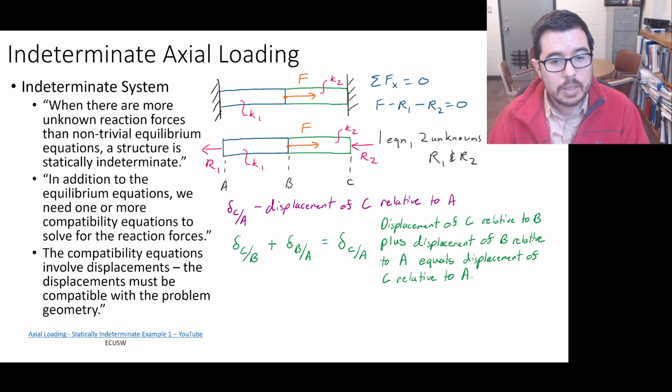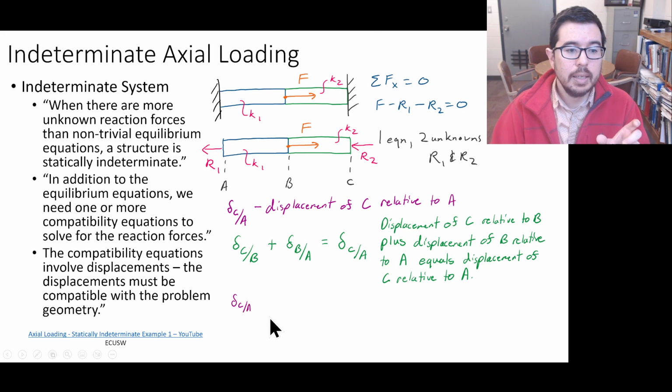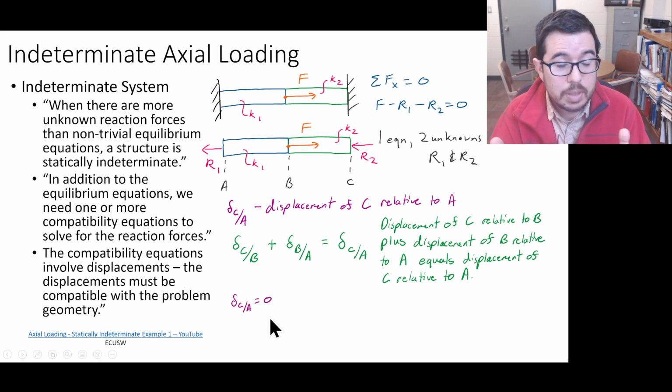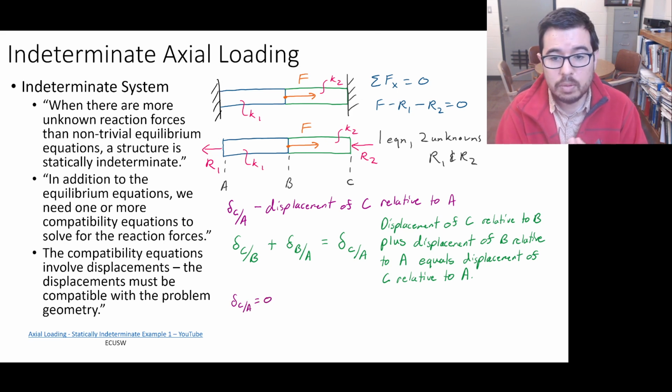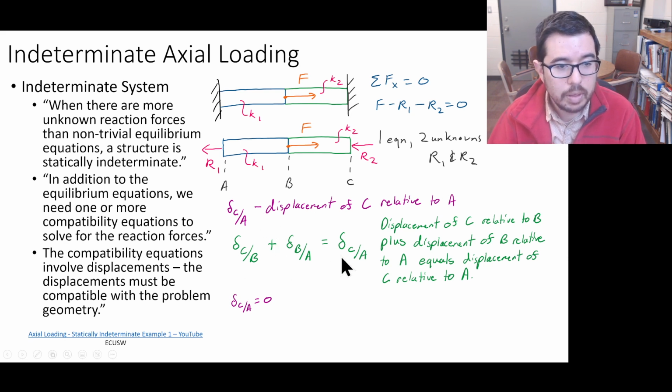What are we going to do with this? Well, we're going to remember that there are two walls on either side of this system, which means that the relative displacement of C to A is just going to be equal to 0. Okay? And then we have to look at, well, if I know this is equal to 0, what are the relative displacements of these entities, the displacement of C relative to B and the displacement of B relative to A?